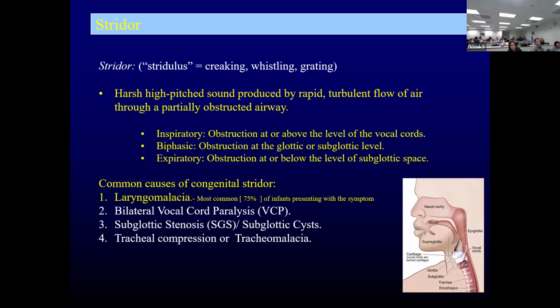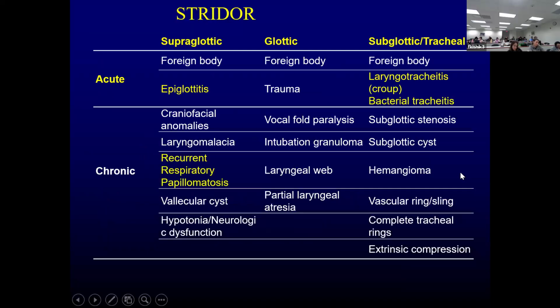But stridor is generally inspiratory. It will start inspiratory, and if the underlying disease process continues, it will become inspiratory and expiratory. Okay. Stridor always starts inspiratory. Second thing, stridor is something that you can hear with your ear. What are the causes? Supraglottic, glottic, and subglottic. Supraglottic means above the vocal cords, glottic at the vocal cords, subglottic just below the vocal cords. The ones which are important for you, I have highlighted in yellow.